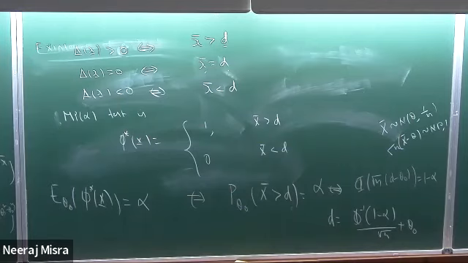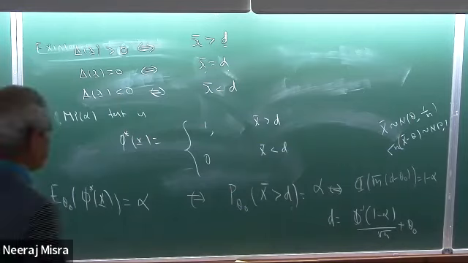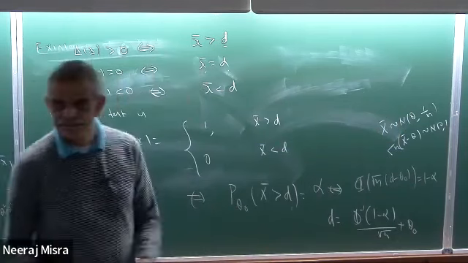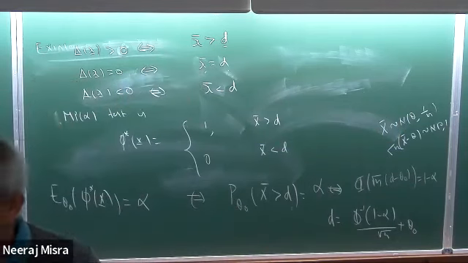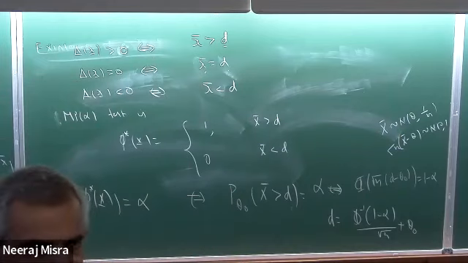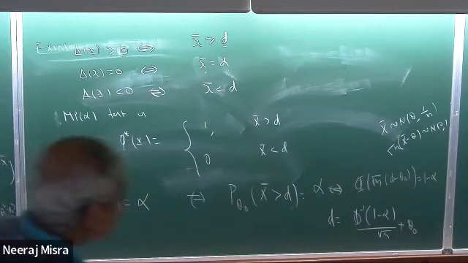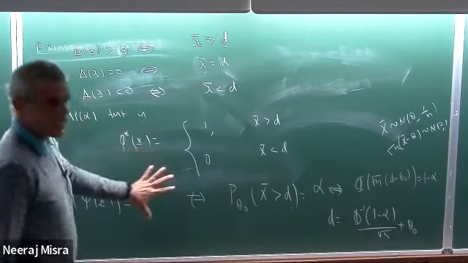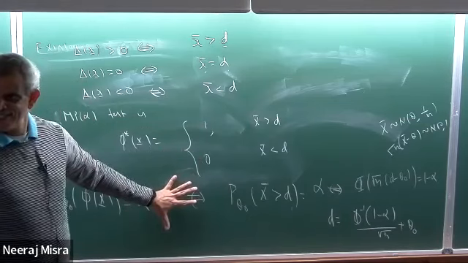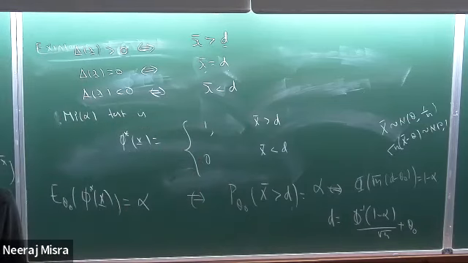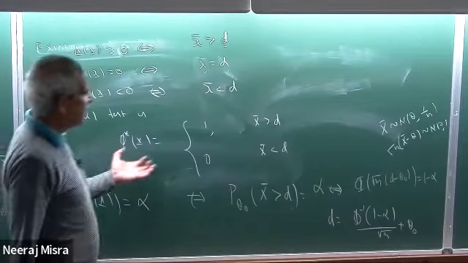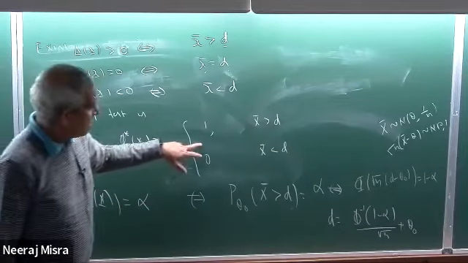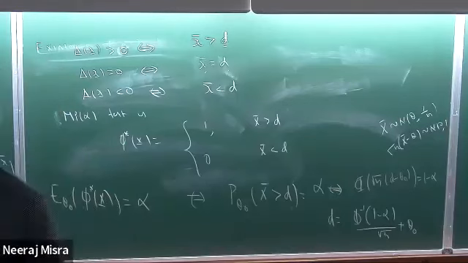Now, is this MP alpha test unique? Is MP alpha test unique? Why? Because you know that any MP alpha test would be of this type. Now, if my MP alpha test is of this type and the probability x bar is equal to d is equal to 0, so what should be my d?